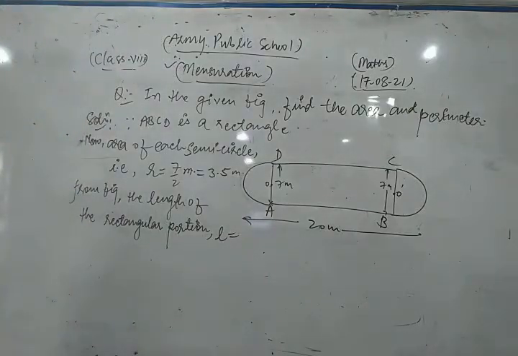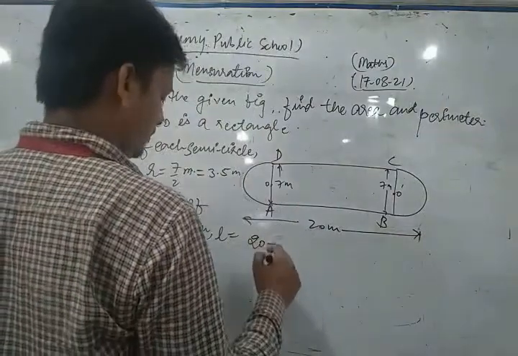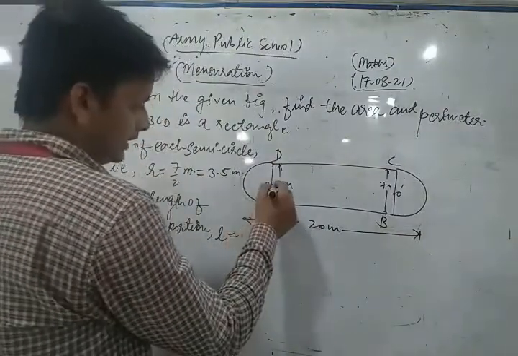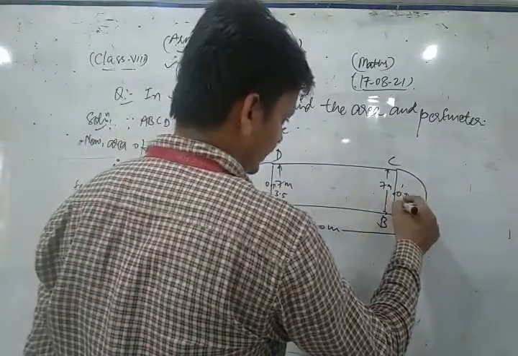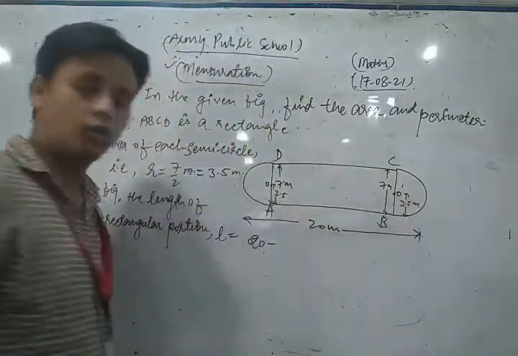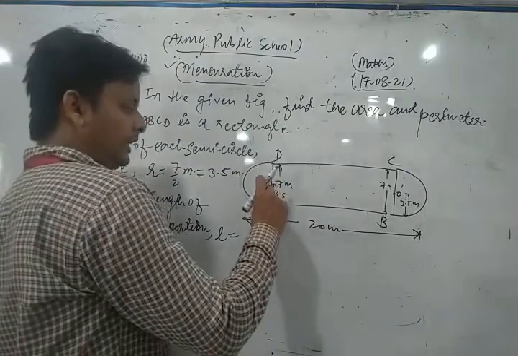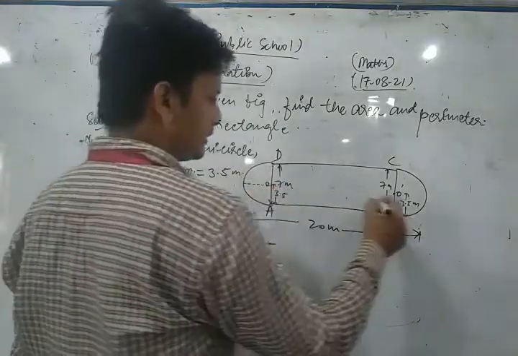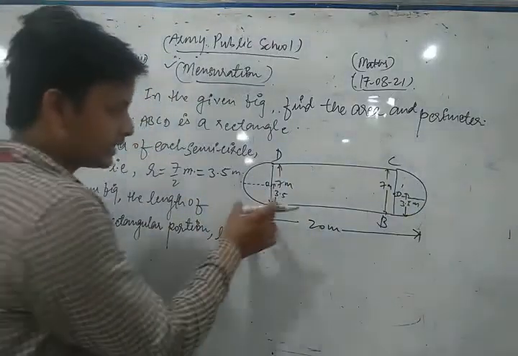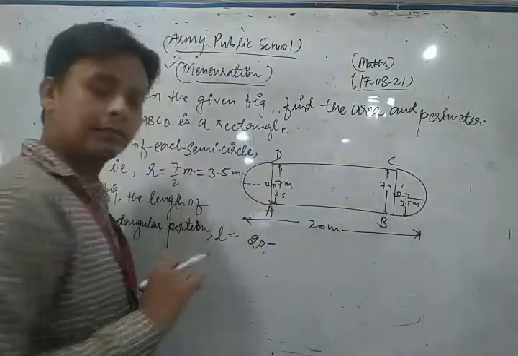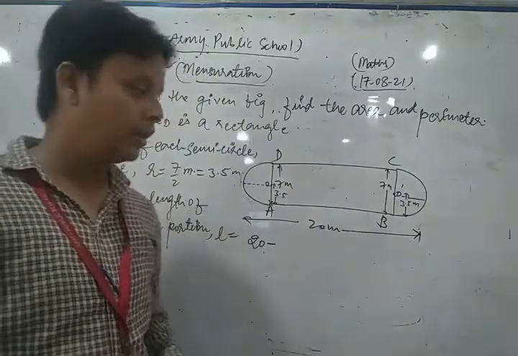The length of the rectangular portion is what? Minus. Now look, this is the 3.5. Area of each semicircle is what? Radius of each semicircle is what? 3.5 meter. According to the concept, the radius of the semicircle is also the height of the semicircle from that point. So in this way, this is 3.5, this is 3.5 on both sides, and the total length of the field is what? 20 meter. So what do I do?